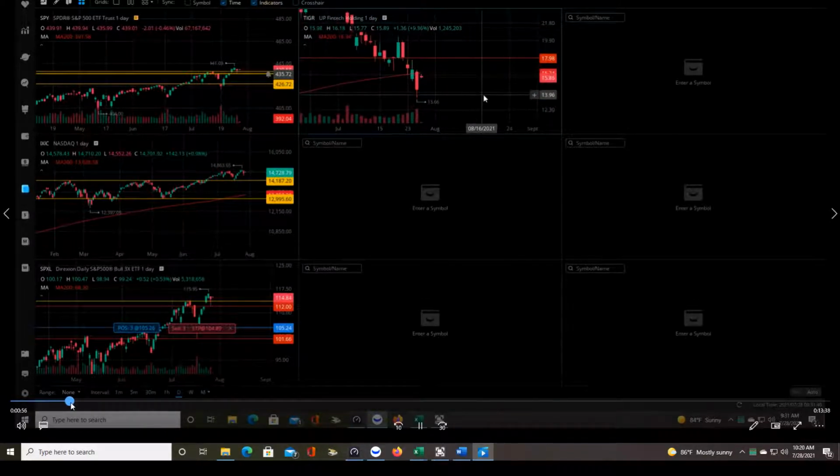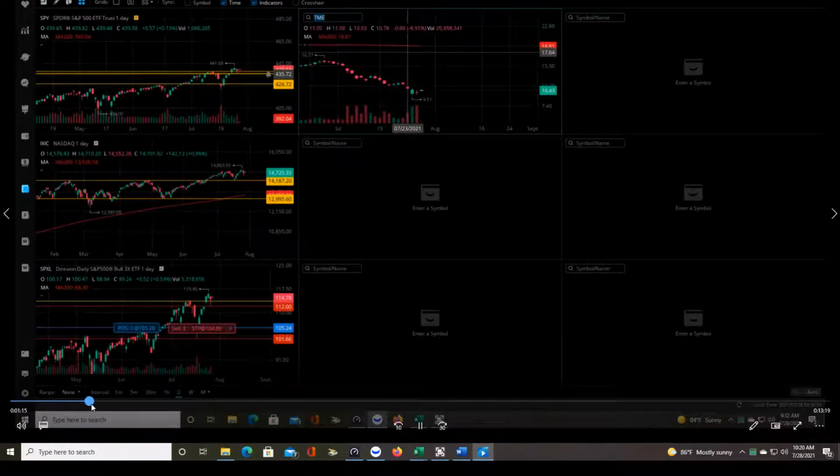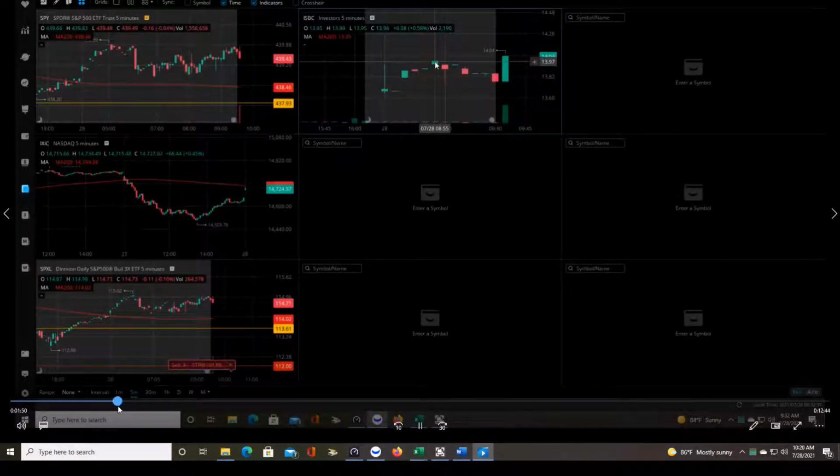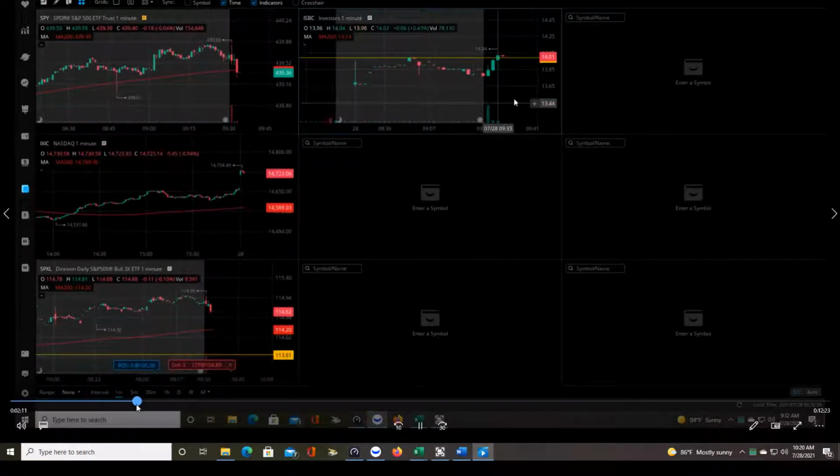TIGR is also below the 200 MA. TME below the 200 MA. ISBC, that's the first one that's above the 200 MA and looks pretty decent. It's kind of coming out of nowhere. And go ahead and mark out the previous high.